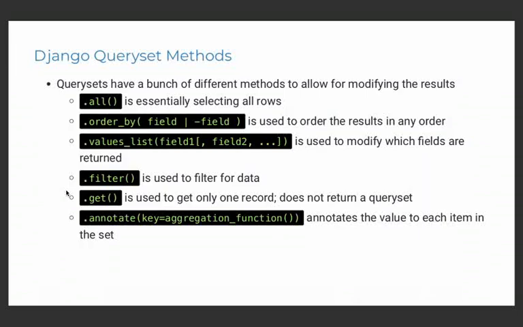We also have a get method. So the get method, like the filter method, takes in a lookup. However, it only returns a record and not a query set. So it only returns one item. If it does not find an item, it throws an error. Okay? And then you have an annotate method, which adds a calculated data or a calculated value based off other values in your record. Okay? So that works on a per record basis.